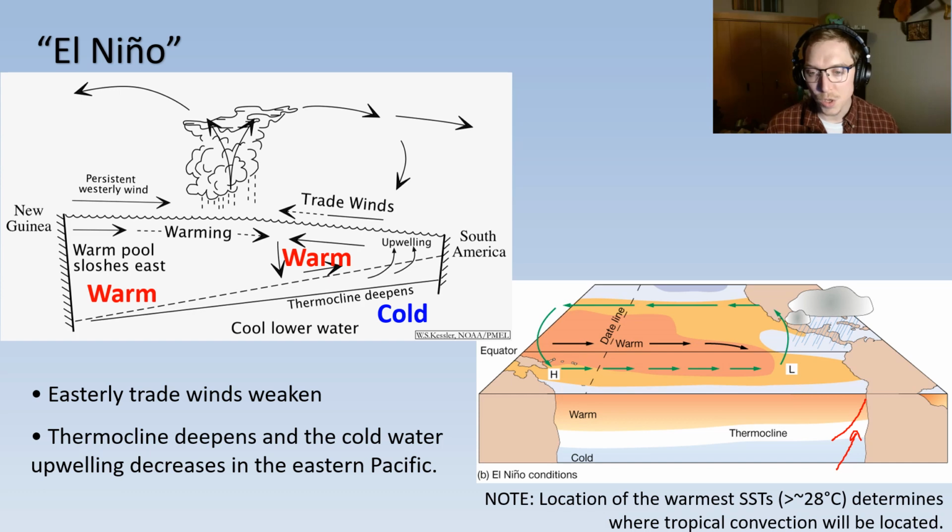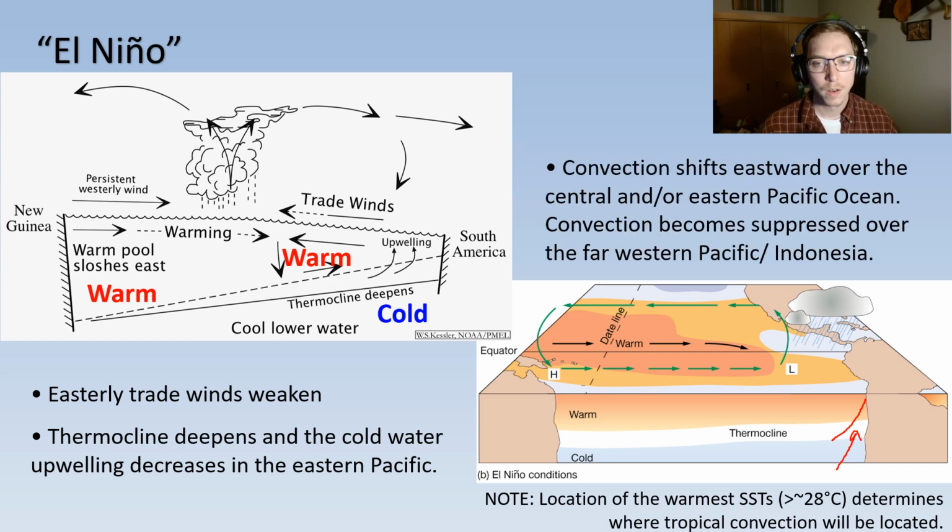So note the location of the warmest sea surface temperatures, somewhere greater than 28 degrees Celsius, determines where tropical convection will be located. Convection shifts eastward over the central and/or eastern Pacific Ocean. Convection becomes suppressed over the far western Pacific Indonesia area.